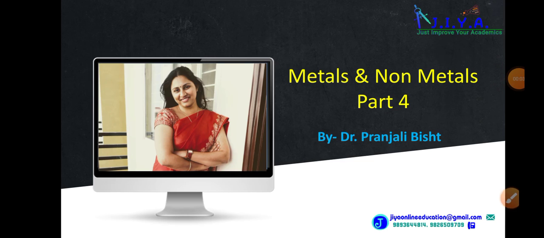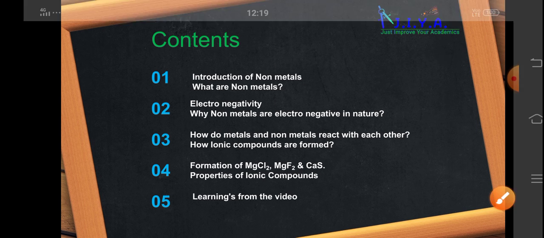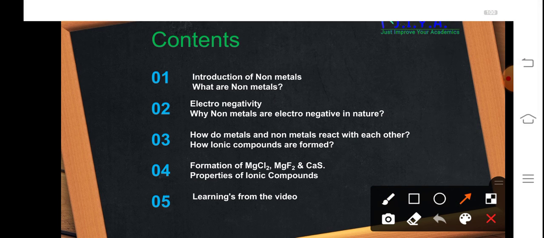This is part 4 of metals and nonmetals. In this video, we will learn about nonmetals. So let us see what are the contents of this video. Introduction of nonmetals, electronegativity, how ionic compounds are formed, how magnesium chloride, magnesium fluoride and calcium sulphide are formed, what are the properties, and at last we are going to solve some questions.